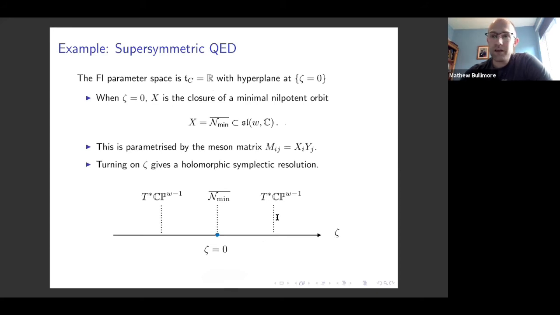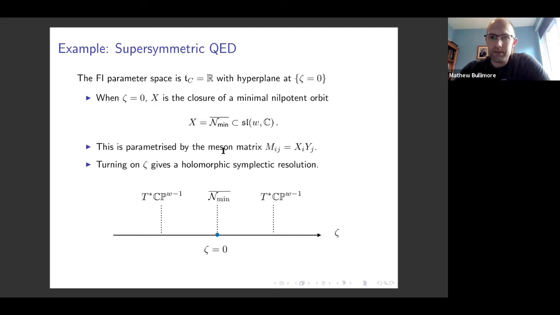The interesting thing is what happens when zeta is 0. This is the hyperplane. So in this parameter space of Fi parameters, in this case, it's just a real line. There's a single Fi parameter. And the only hyperplane I have to worry about is the origin. And what happens at the origin is that the space that I get is what's called a closure of a minimal nilpotent orbit.